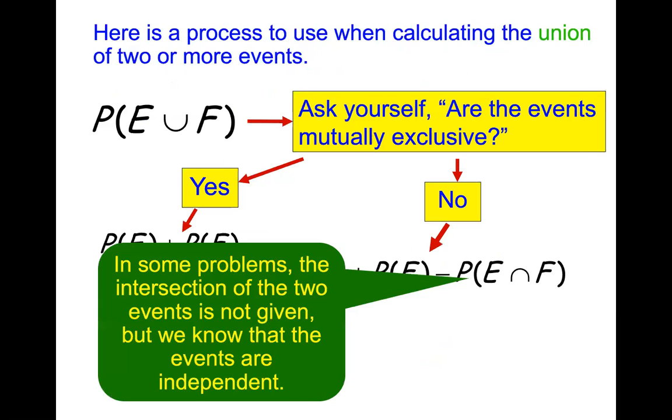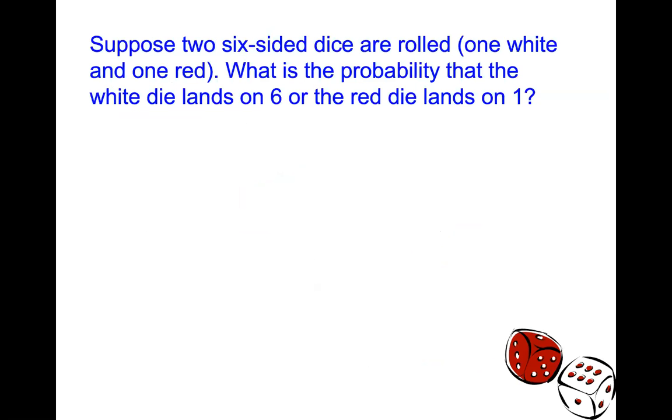Okay. Well, let me show you guys this in action. Nick, can you go ahead and read this one out for us, please? Suppose 2 6-sided dice are rolled, one white and one red. What is the probability that the white die lands on 6 or the red die lands on 1? Awesome. All right, thank you.